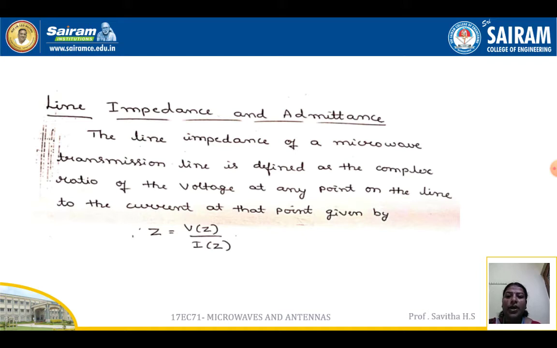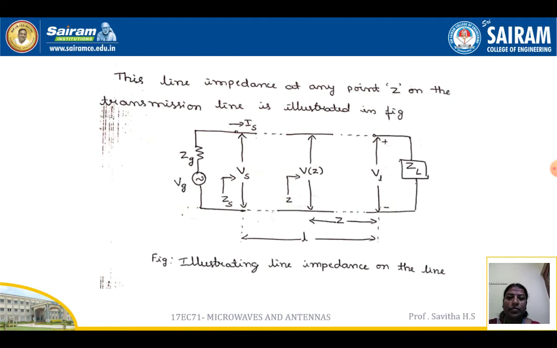Line impedance of a microwave transmission line is defined as the complex ratio of voltage at any point on the line to the current at that point. So it is given by Z is equal to V of z by I of z. This is the line impedance at any point z on the transmission line. You can see in the diagram the generator end and the load end. The generator, that is the sending end, has Vs and the current Is, and the load side has VL, and the length you can also see in the diagram.